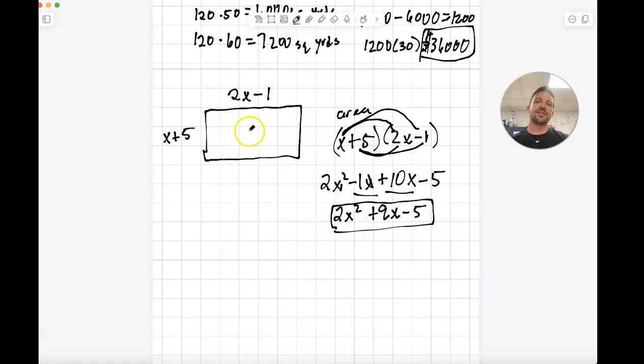And there we go. That's the area of that rectangle.